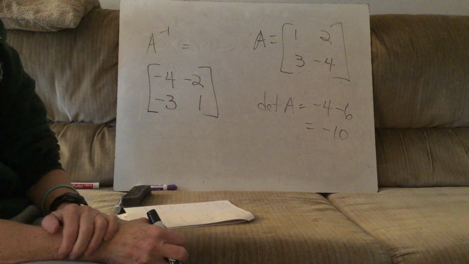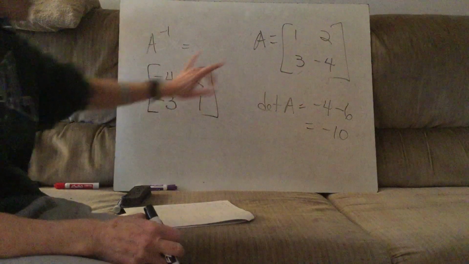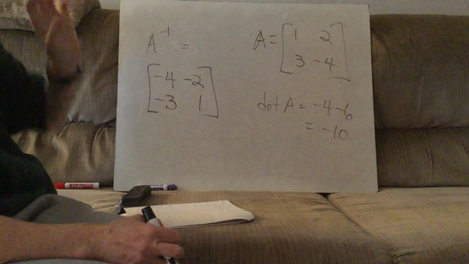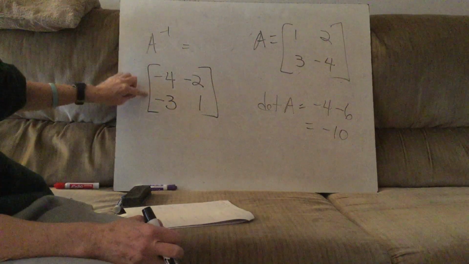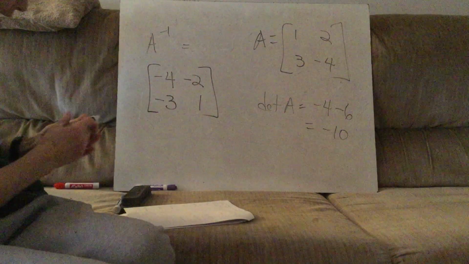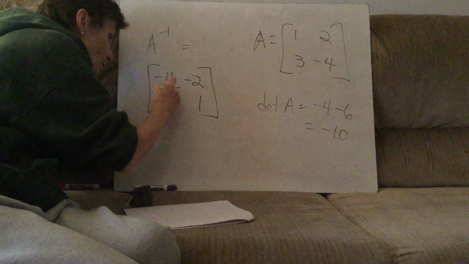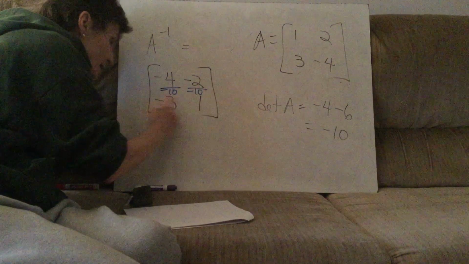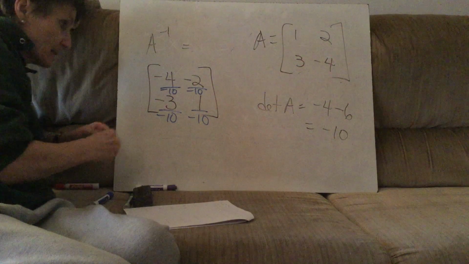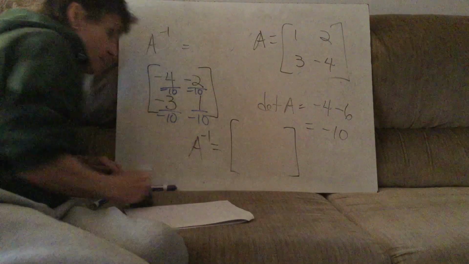Okay, then you remember what to do now that you have found the determinant. That's step 1. You've created the new matrix by doing the old switcheroo and changing signs. What happens now? You take all these numbers right here in your new matrix and divide them by the determinant. So we have negative 4 over negative 10, negative 2 over negative 10, negative 3 over negative 10, negative 1 over negative 10. And then you clean it up, and that is the answer to the problem.